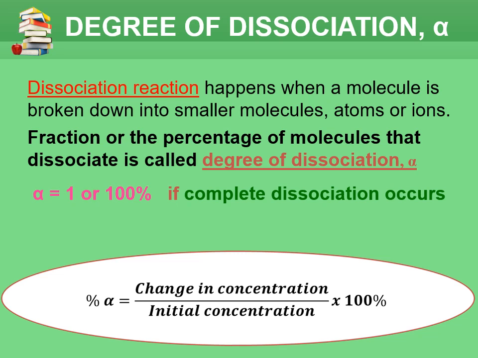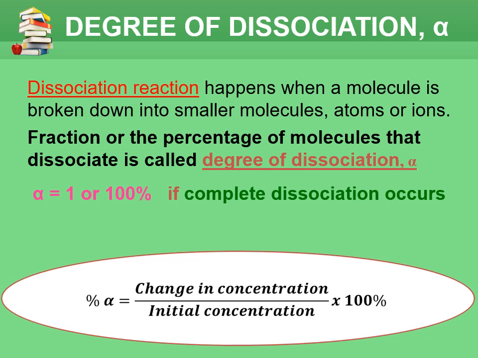Now we look at the degree of dissociation, alpha. What does dissociation reaction mean? It means a molecule is broken down into smaller molecules, atoms or ions. The fraction or the percentage of the molecules that dissociate is called degree of dissociation, alpha. Alpha can be 1 or 100% if complete dissociation occurs. So the formula to find the percentage of alpha is the change in concentration divided by the initial concentration multiplied by 100%.